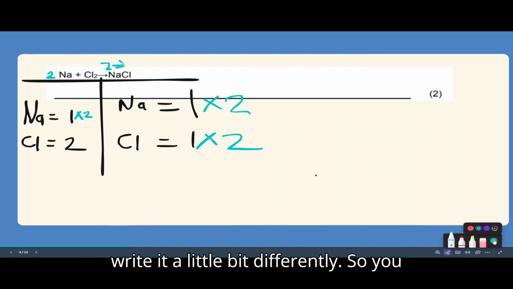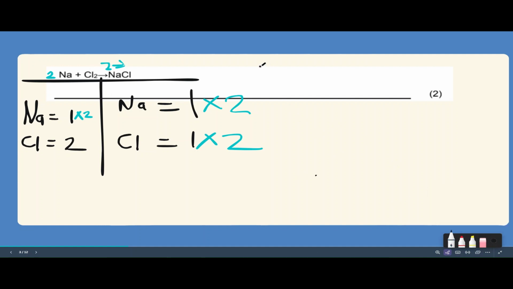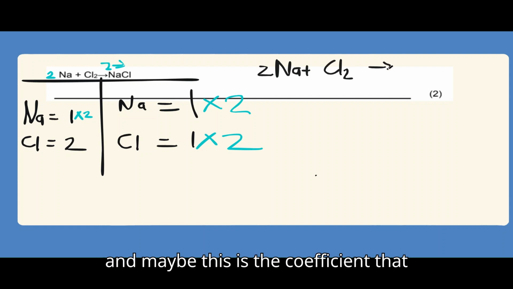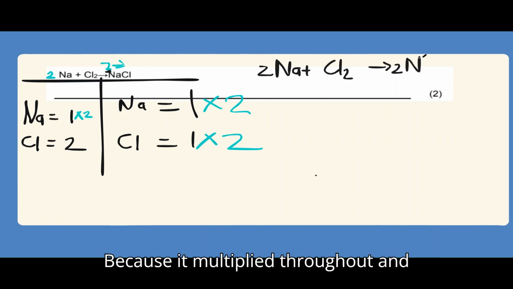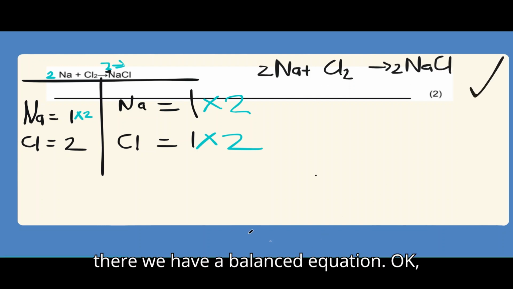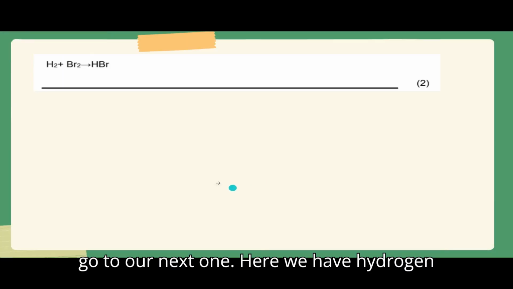I just want to write it a little bit differently so you can see how it will look. 2 sodium plus chlorine is 2, the subscript there. And this is the coefficient that we changed, that 2, because it multiplied throughout. And there we have a balanced equation. Okay, let's go to our next one.